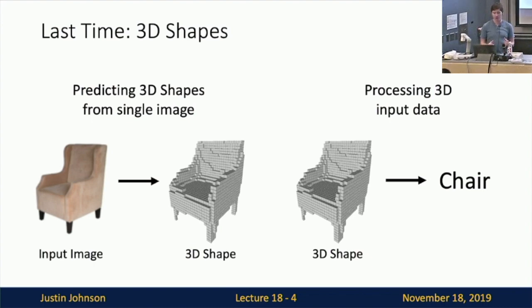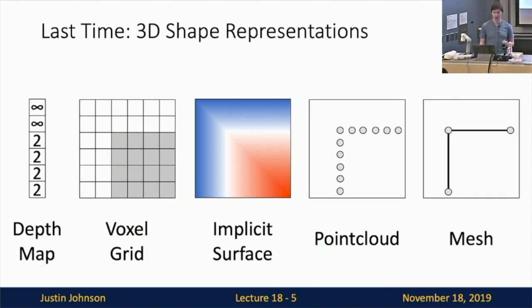So in the last lecture, we talked about taking as input a 2D image and predicting the 3D shape. Or we talked about ways for processing 3D input shapes and then making different classification decisions. And in order to do that, we needed to define these different types of 3D shape representations. It turns out that it's pretty complicated to represent shapes in 3D, and they all had their own pros and cons. And we saw how we could build neural network models that could deal with all these different types of 3D shape representations.